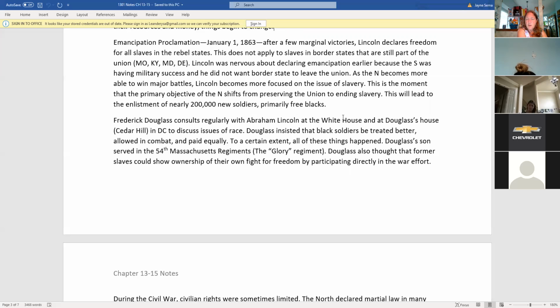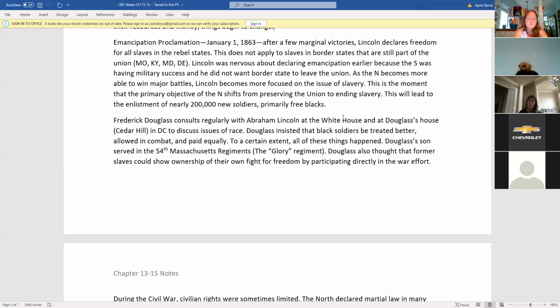Side effect number 1, changes the focus of the war from preserving the Union to ending slavery. And if you're wondering, does that matter to anybody? Nearly 200,000 people it mattered to. About 200,000 free Blacks joined the military because now it's their opportunity to take part in ending slavery. And they can do this by volunteering for the military. If you're wondering, in the middle of a war, would 200,000 new soldiers help?